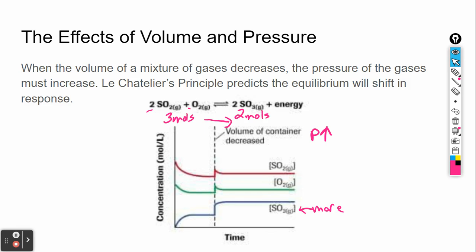Well, what would happen if there's the same number of gas molecules on both sides of the reaction? Well, then changing the volume or changing the pressure will not have any effect on the position of equilibrium. It will stay the same.